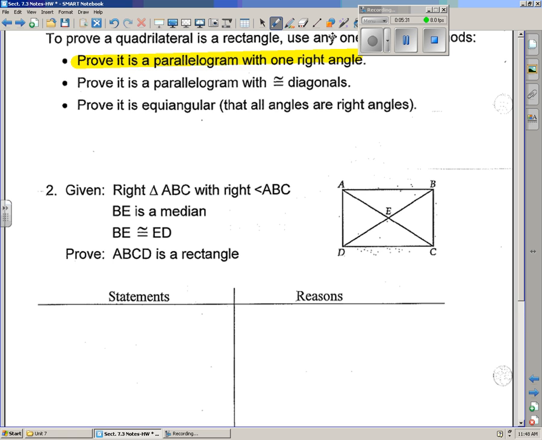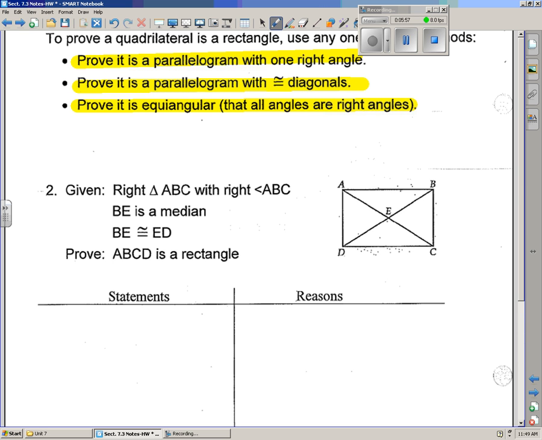You can prove it's a parallelogram, but it's got congruent diagonals, because that's an extra property of a rectangle. Or you could also prove this thing being equiangular. So if you prove that a quadrilateral is equiangular, that means all the angles are the same measure. They all have to be 90 degrees. And then it could be a rectangle or a square, but it's enough to get it to be a rectangle.